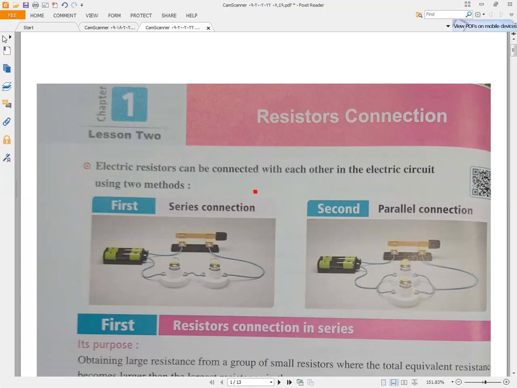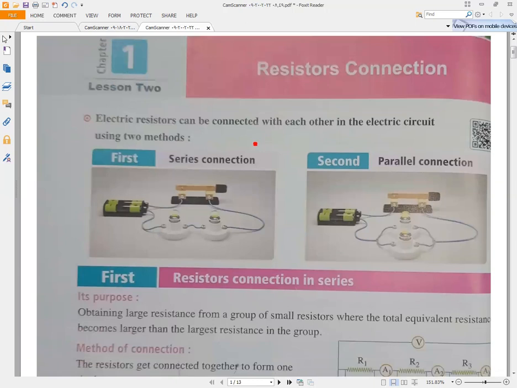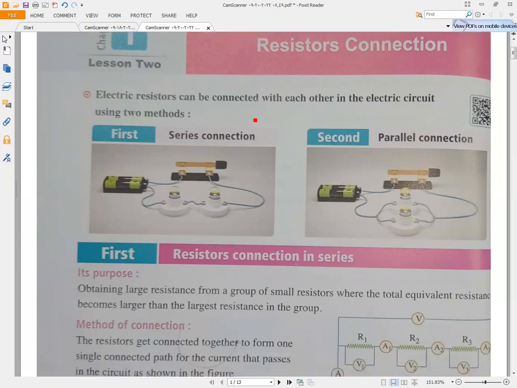Right. We have two ways of connection of the lamps or the electric resistance. Two ways: series connection and parallel connection. Let's start with the series connection. Look at the opposite circuit. We have a battery, a switch, and two lamps, two electric lamps or two fixed resistances.